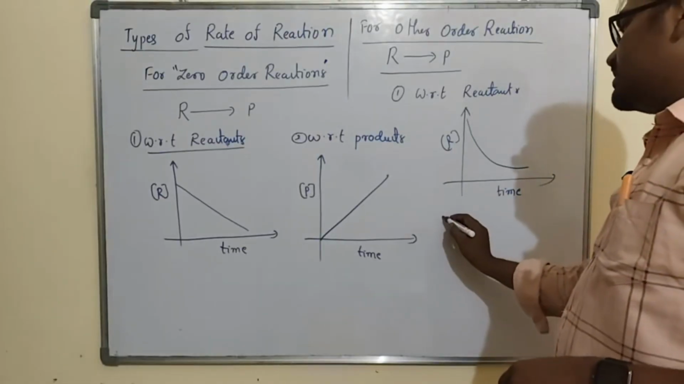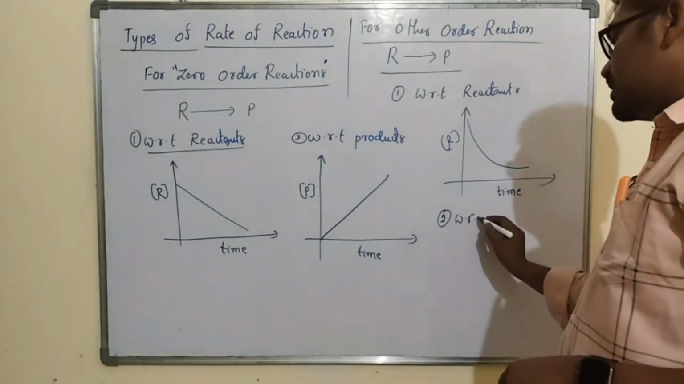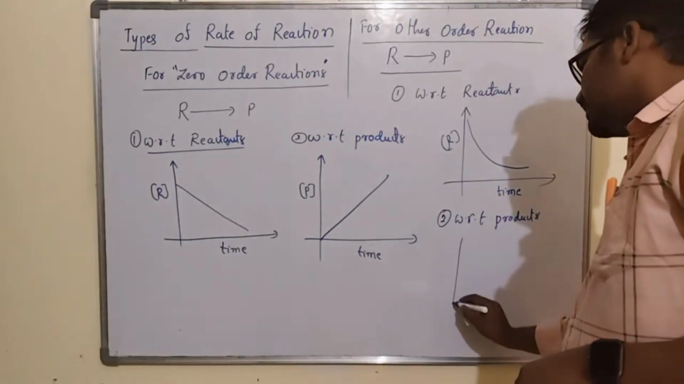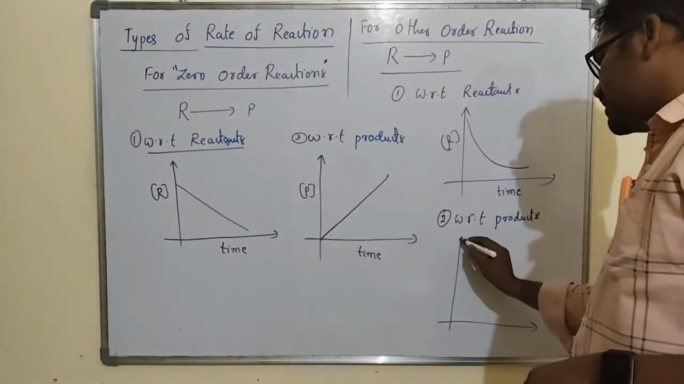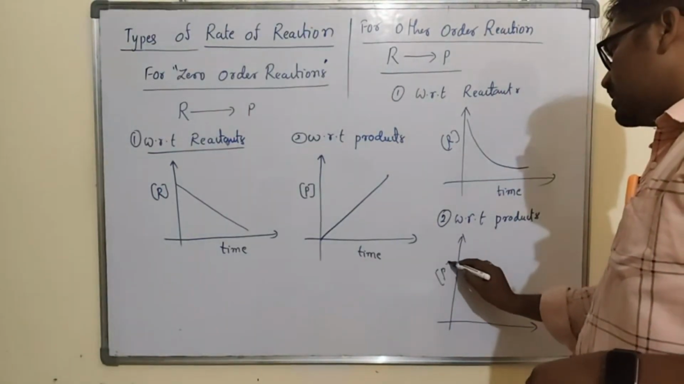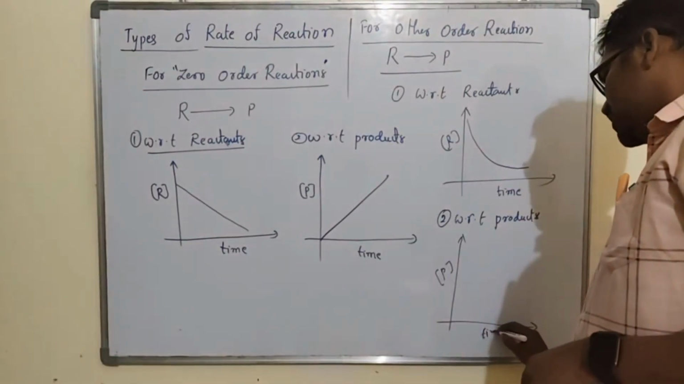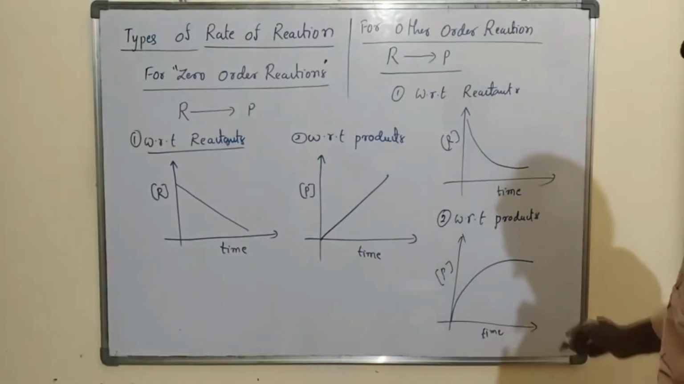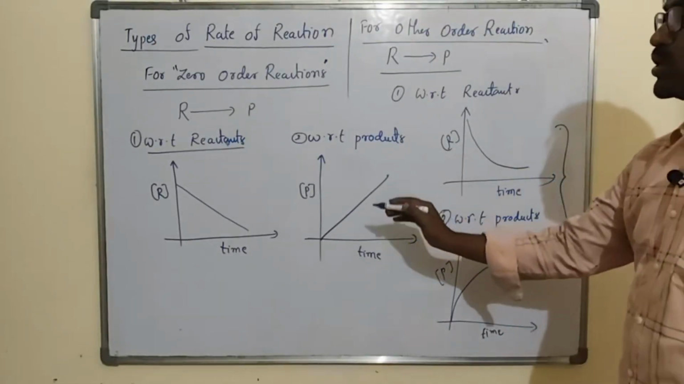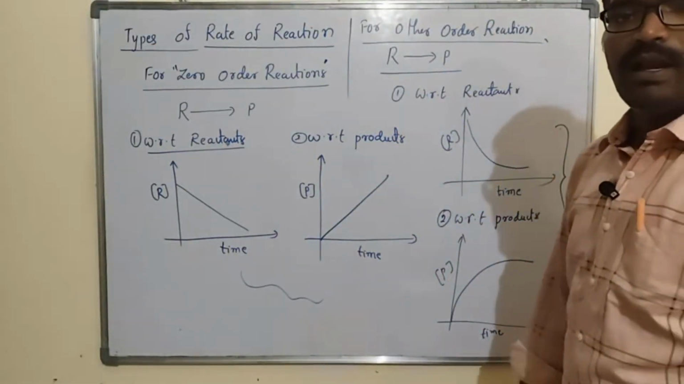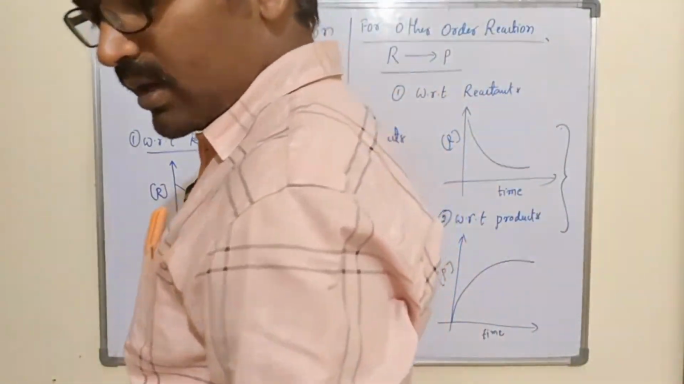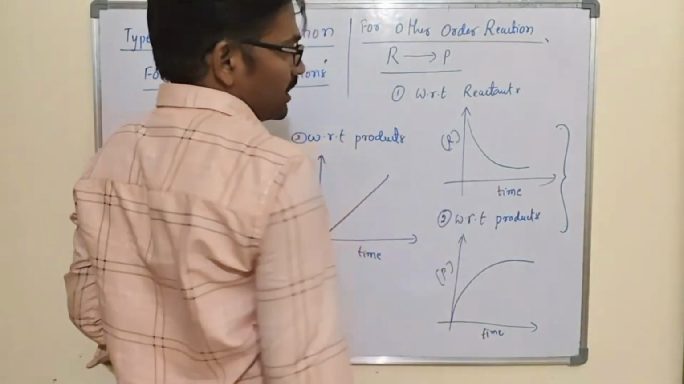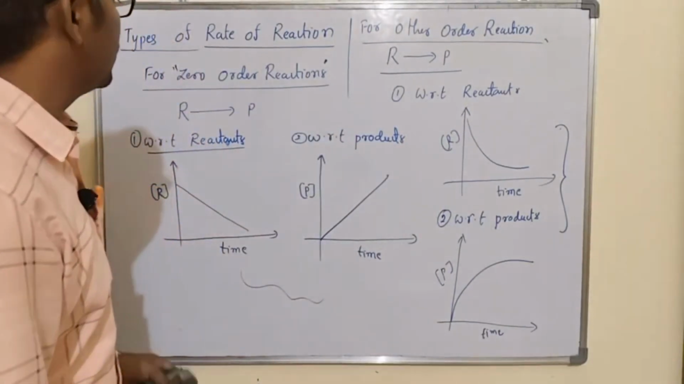Then second, with respect to products, for the other order reactions, the product concentration exponentially increases like this. Clear, my dear students? So these two are for other order reactions, and these two for zero order reactions. Clear? Yes. Graphs of concentration versus time for the zero order reactions and for the other order reactions we are discussing.